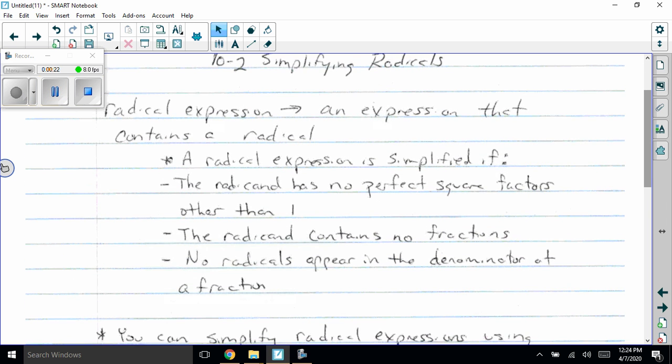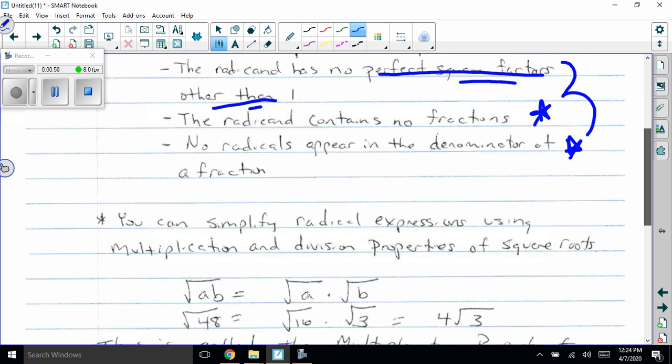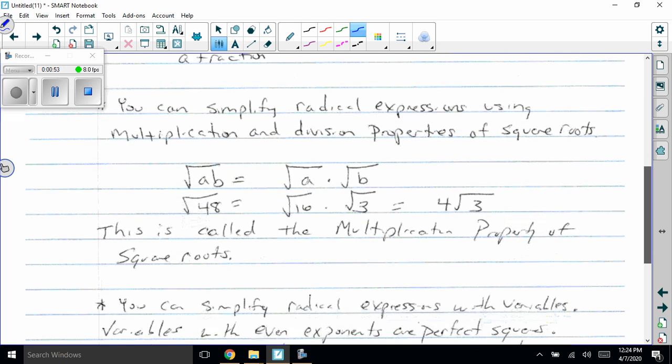If you take a look here, a radical expression is an expression that has a radical symbol in it. And a radical expression is simplified if, and this is the important part, the radicand has no perfect square factors other than 1, the radicand contains no fractions, and there are no radicals that appear in the denominator of a fraction. These are the three things we're going to talk about here with some practice problems today. You can simplify radical expressions by using your multiplication and division properties of square roots.